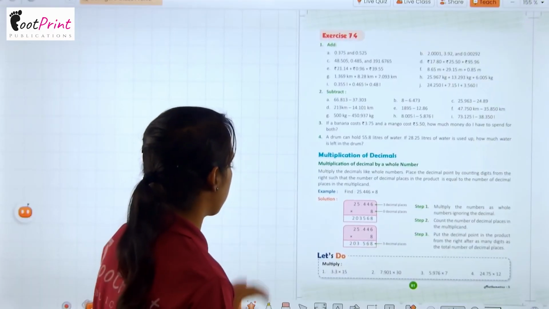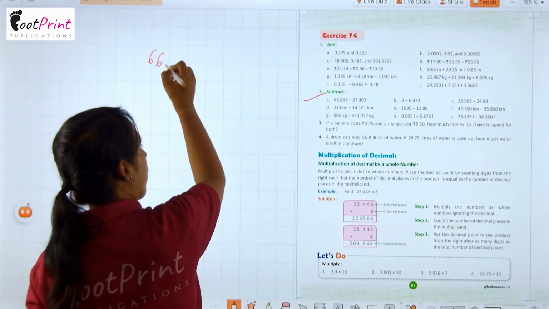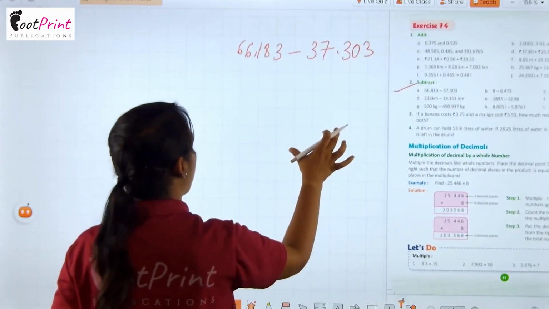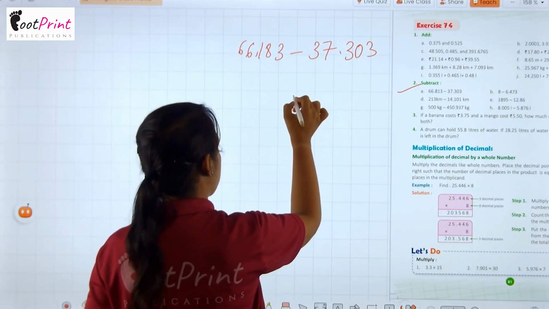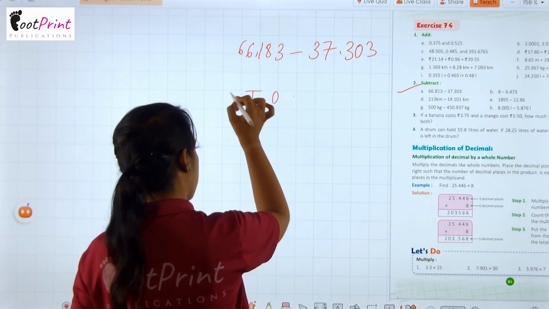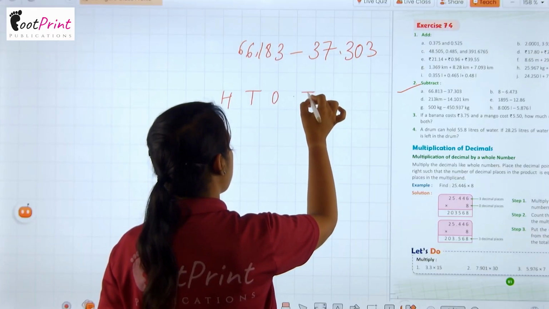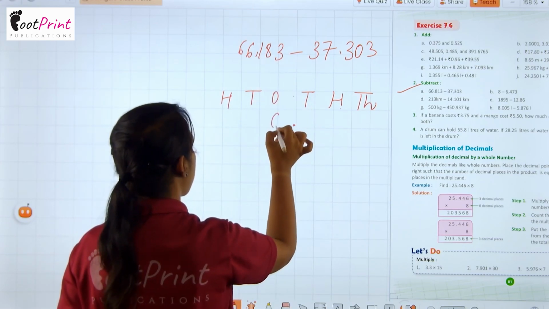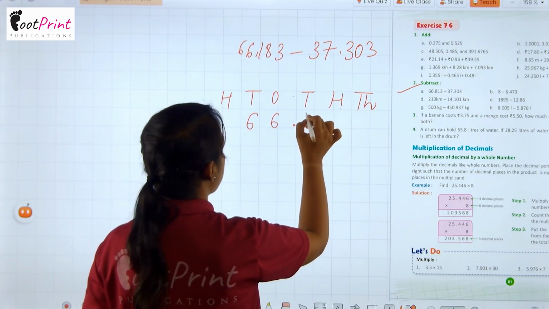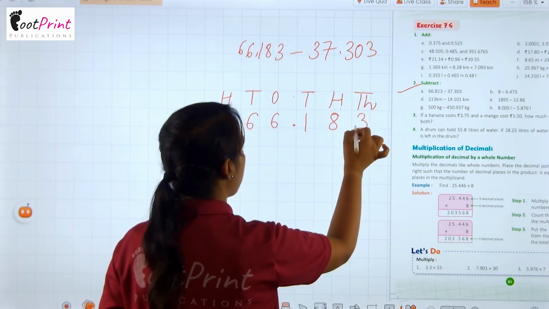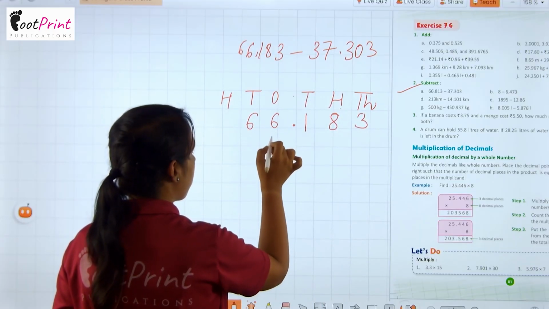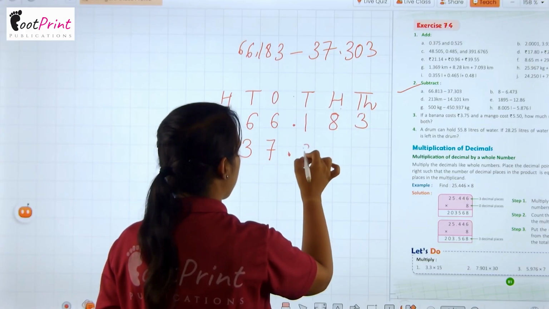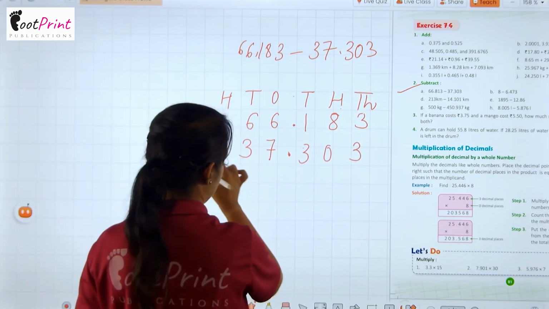Next we have subtraction. So how do we subtract? So here we have 66.183 minus 37.303. So now first we write the places. So here we have decimal and ones, tens, hundreds, and here we have 10th, 100th and 1000th. Okay, so here we put decimal, and at ones place we have 6 and at tens place we have 6. And in decimal, 10th place we have 1, 8 on 100th place and 3 on 1000th place. Okay, next one is 37, means 7 at ones place and 3 at tens place. Decimal we have now 3 at 10th, 0 at 100th and 3 at 1000th. Now we can subtract it.